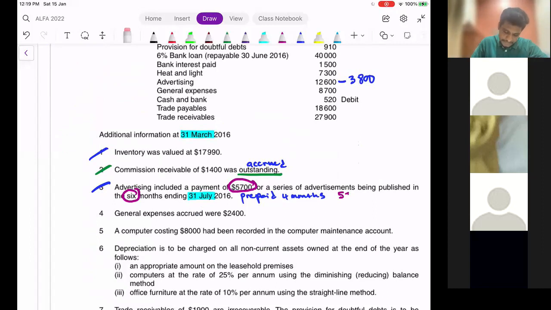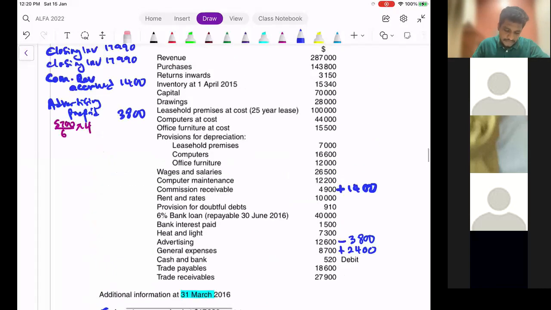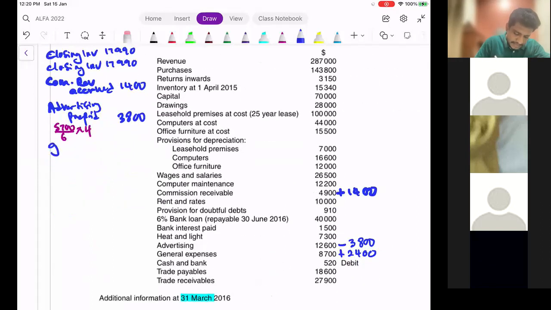Okay, next one, number 4. General expenses accrued. If general expenses accrued, we plus. So go find general expenses, you plus 2,400. Then go find here, general expenses accrued. General expenses accrued 2,400.